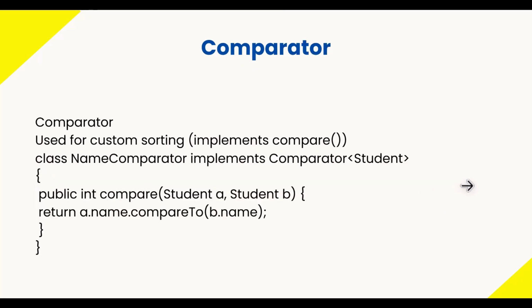Next one is the Comparator. Comparator is an interface in Java used to sort objects in a custom order. For example, sort students by name, sort products by price in descending order, or sort employees by joining date. So these are the Comparator interface uses for sorting. It is used when you don't want to change the class itself to define the sorting. At that time, we use the Comparator.